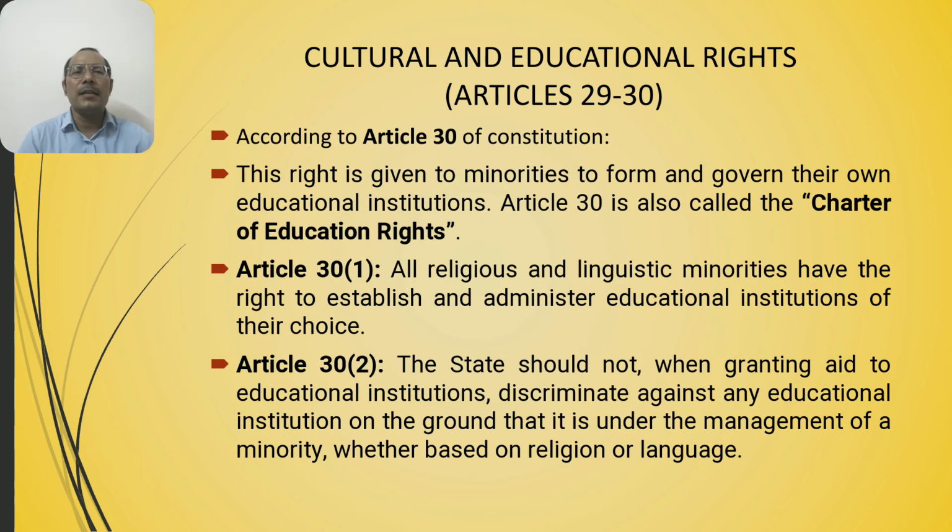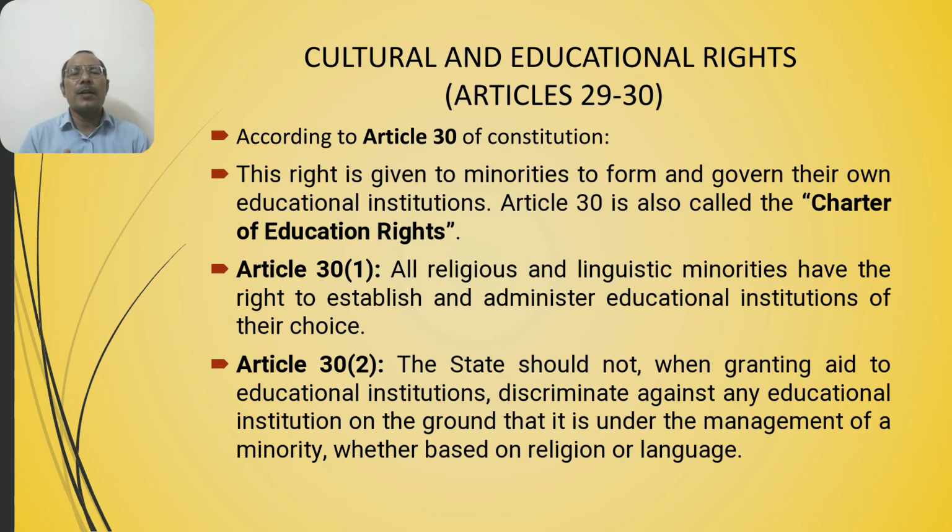Then comes Article 30 of the Constitution. This right is given to minorities to form and govern their own educational institution. Article 30 is also called the Charter of Educational Rights. All religious and linguistic minorities have the right to establish and administer educational institutions of their choice. And the state should not, when granting aid to educational institution, discriminate against any educational institution on the ground that it is under the management of a minority, whether based on religion or on language.